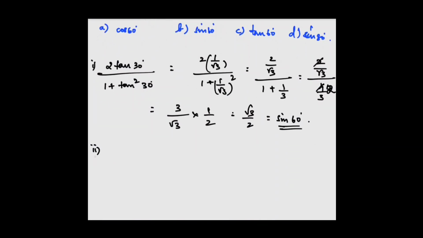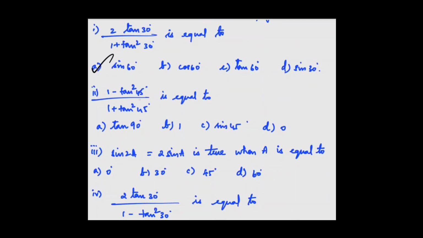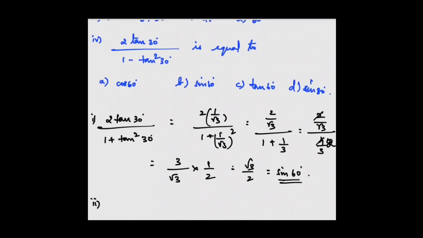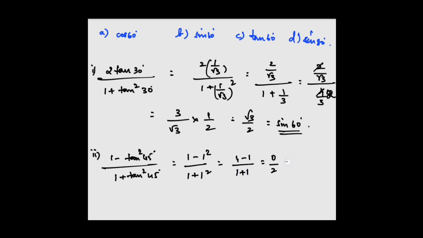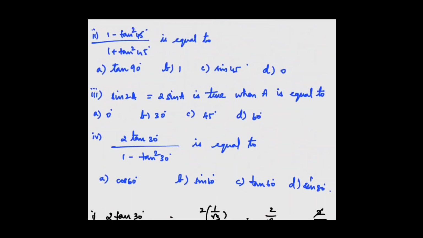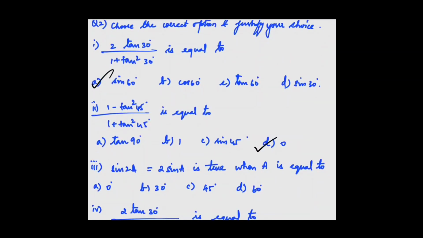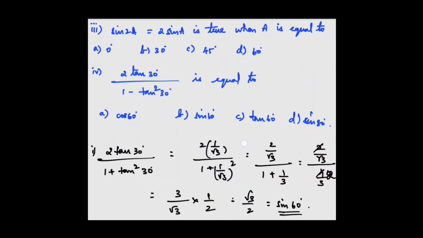Second question, 1 minus tan square 45 divided by 1 plus tan square 45 is equal to, tan 45 is 1, so it is 1 minus 1 square by 1 plus 1 square. 1 minus 1 is 0, which is equal to 0. This is option D.